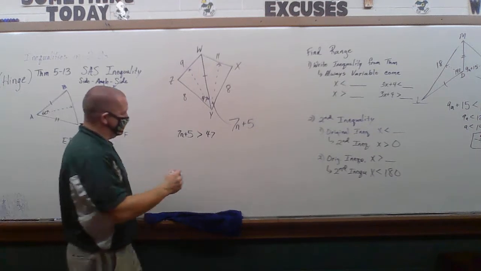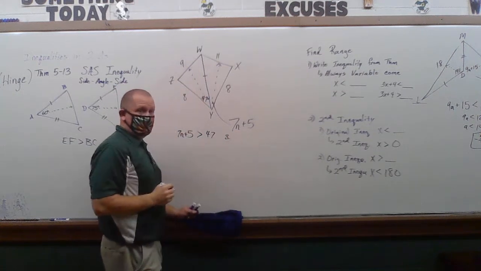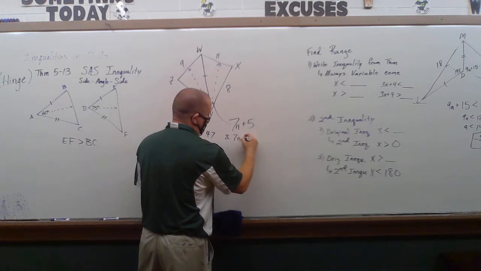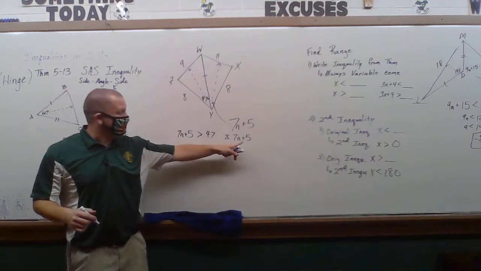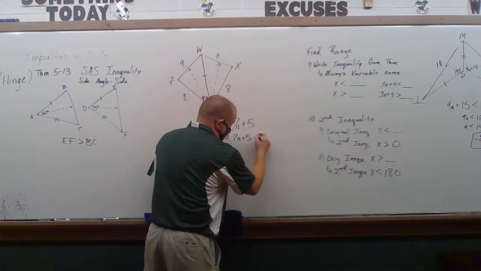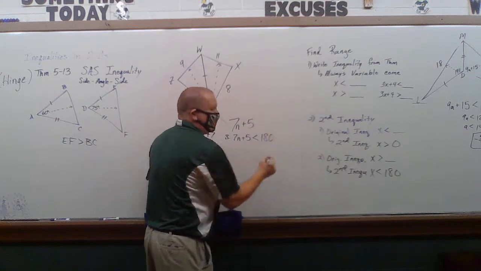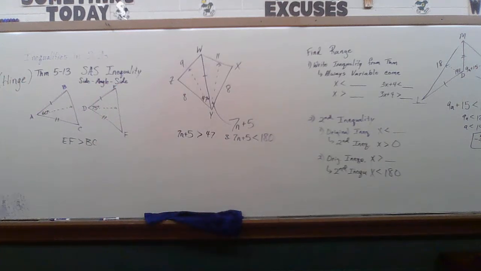Okay? And so now I gotta have another one. And I'm always gonna use 7n plus 5. But because the first one was greater than, the second one has to be less than, and less than 180. Because again, every single angle in a triangle has to be less than 180 degrees.